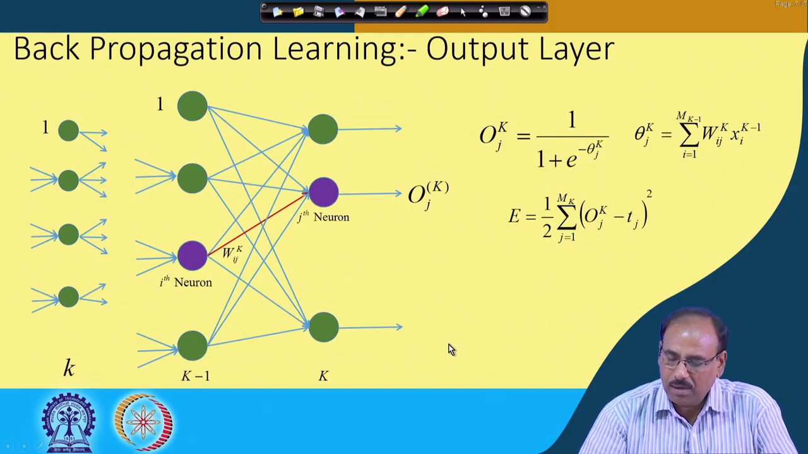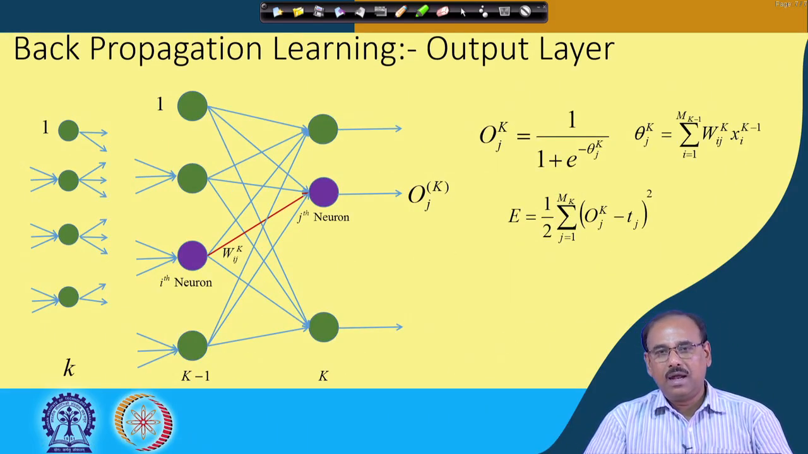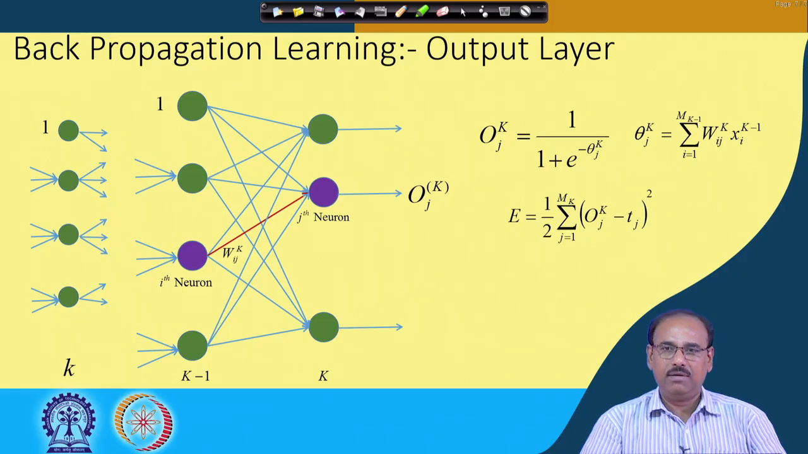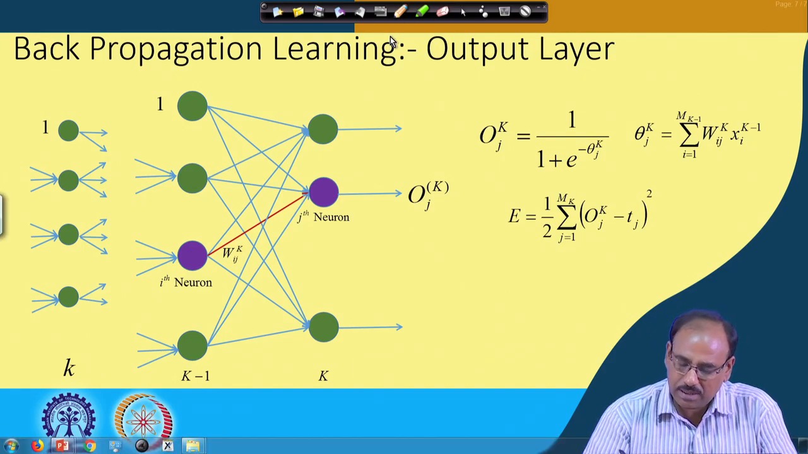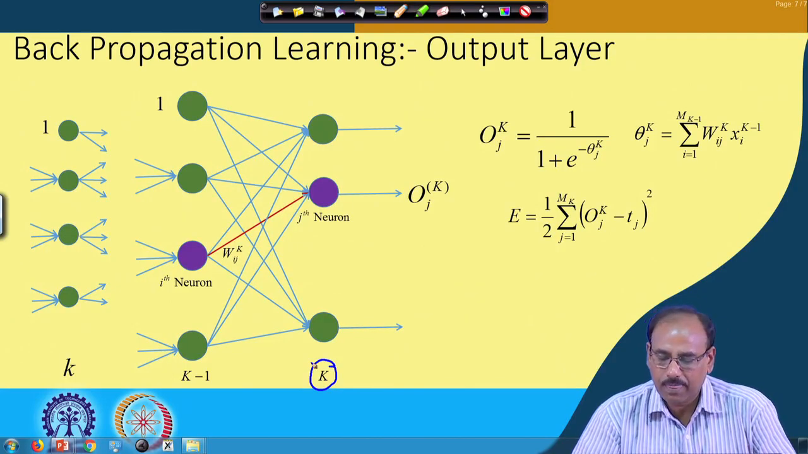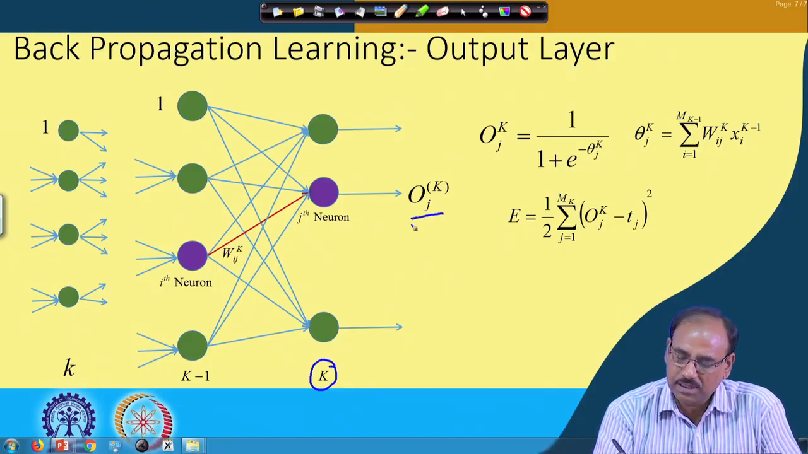Given this, you find that updation of the weight vectors at the output layer is almost similar to updation of the weight vectors in a single layer neural network where we had multiple outputs. So, here again I assume that this capital K indicates the index of the output layer. I take a jth neuron in the output layer, and the output of the jth neuron is represented by OJK.